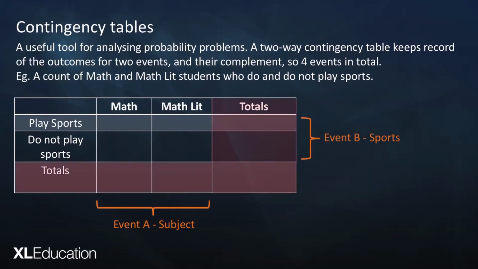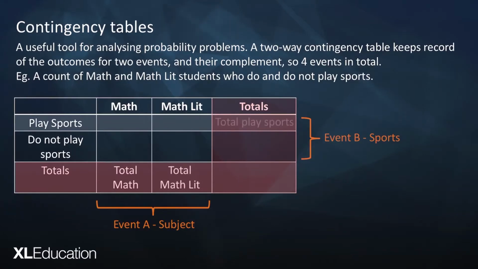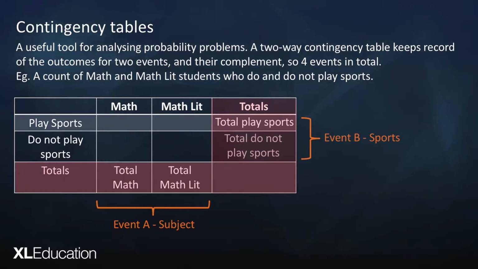Our totals column keeps account of the total number of ways that an event can occur. So we have our total number of students who take maths, our total number of students who take maths lit, our total number of students who play sports, as well as our total number of students who do not play sports. Now, it's always important that the total number of students who do and do not play sports equals the total number of students who do and do not take maths lit. This indicates our sample size and is given in the bottom right-hand corner of our contingency table.